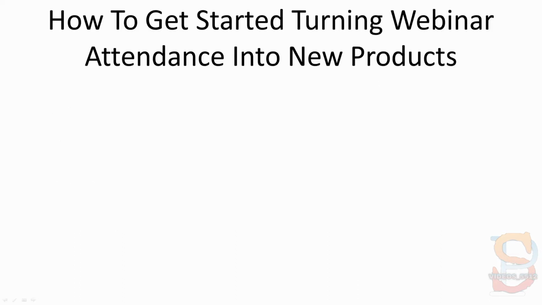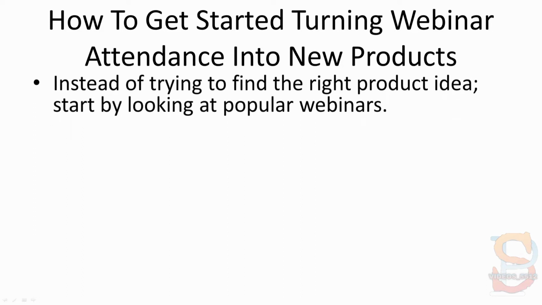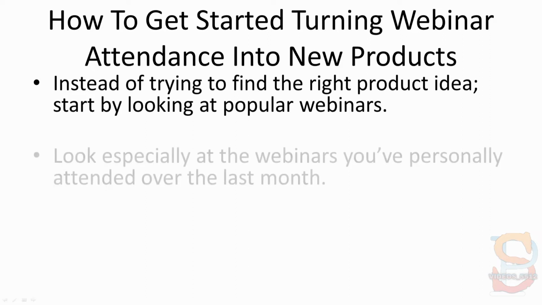So now the question is, how do you get started turning webinar attendance into your own unique products? Instead of trying to find the right product idea, you want to start looking at really popular webinars. So if you don't have a niche, you don't have a product that you're creating, you want to start looking at the webinars that everyone's attending and that everyone's talking about. Probably the ones that you're getting in your email box, probably the ones that you're being targeted by on Facebook, the ones that are appearing in your news feed or on your YouTube channel. You want to make sure that you start attending some of those webinars, and when you attend, you're going to make sure that you're taking great notes.